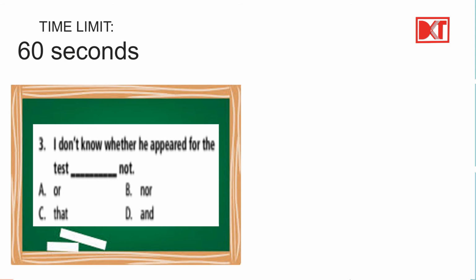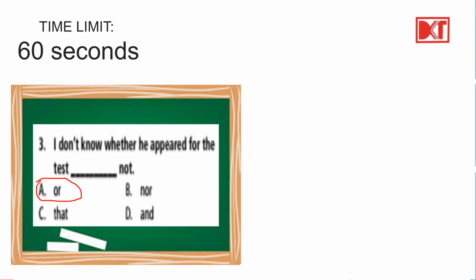Alright, now the next one says, I don't know whether he appeared for the test dash not. The options are: whether he appeared for the test or not, whether he appeared for the test nor not, whether he appeared for the test that not, or he appeared for the test and not. This is pretty easy. The correct answer is A, or. Why? Because we are providing a certain choice. Or is used when out of these two situations only one is going to be true.